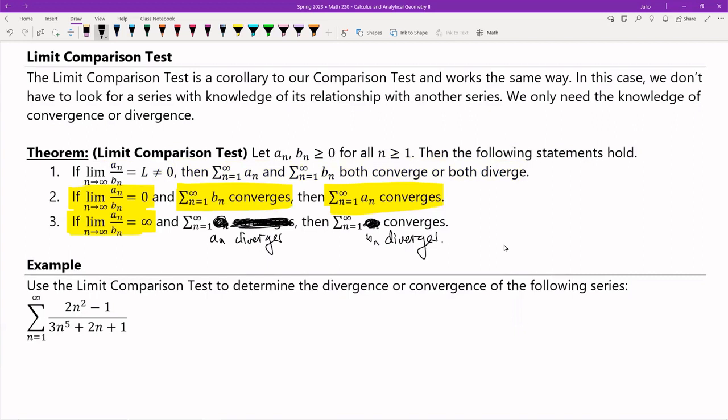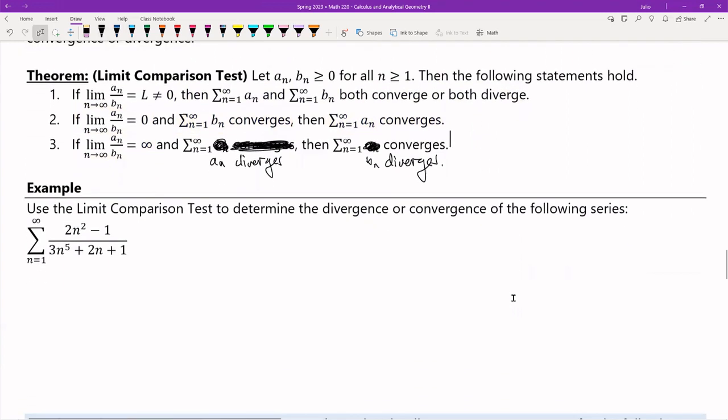That's my bad. So if b_n diverges, then you know a_n has to diverge as well. Notice how the statements change in both of these, so just keep that in mind. Cool. So how do we use this? I've got an example.